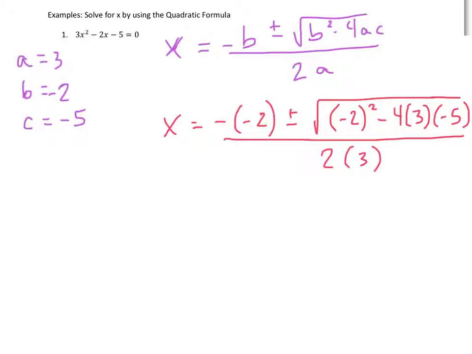Alright, so if we start with negative, this is like negative 1 times negative 2, so that would make a positive 2. And then plus or minus, let's go ahead and simplify everything underneath the square root sign. So negative 2 squared is 4, and 4, well, we can do this in 2 steps. So 4, and then that would be 4 times 3 times 5 is 60. Negative and negative would be plus 60.